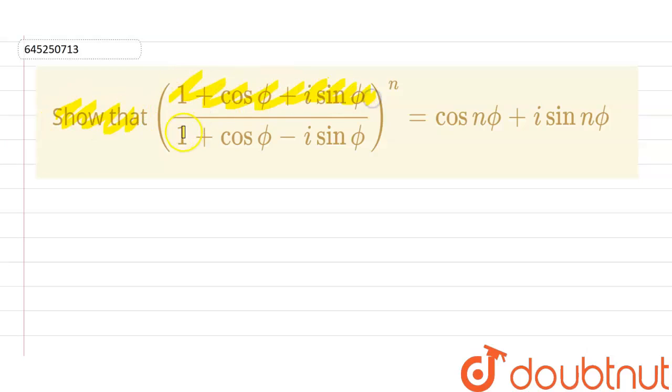Okay, so the given question here is: show that ((1 + cos phi + i sin phi) / (1 + cos phi - i sin phi)) to the power n equals cos n phi + i sin n phi. We have to prove this.